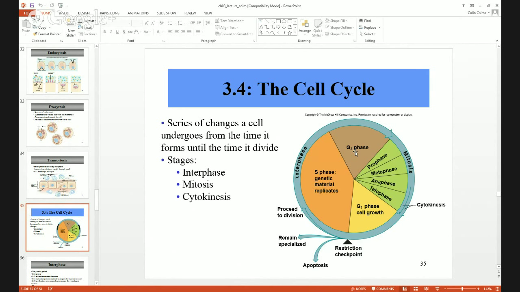And then we actually start with mitosis, and we have the prophase, metaphase, anaphase, and telophase. And then during mitosis, we start the process of cytokinesis, or the division of the cytoplasm. And at that point, the cell will grow, and there's a restriction checkpoint from there on. Either the cell is going to remain specialized, or the cell is going to undergo programmed cell death, which is called apoptosis.